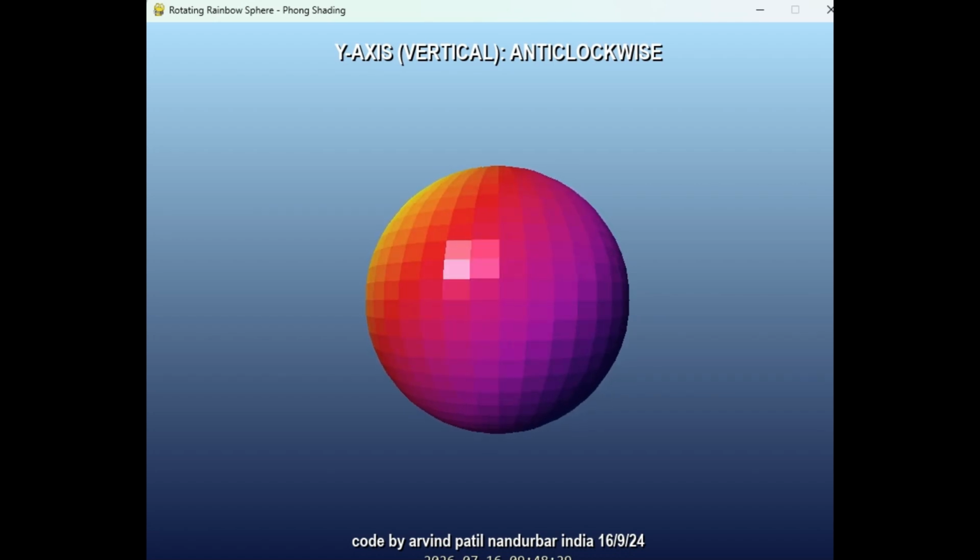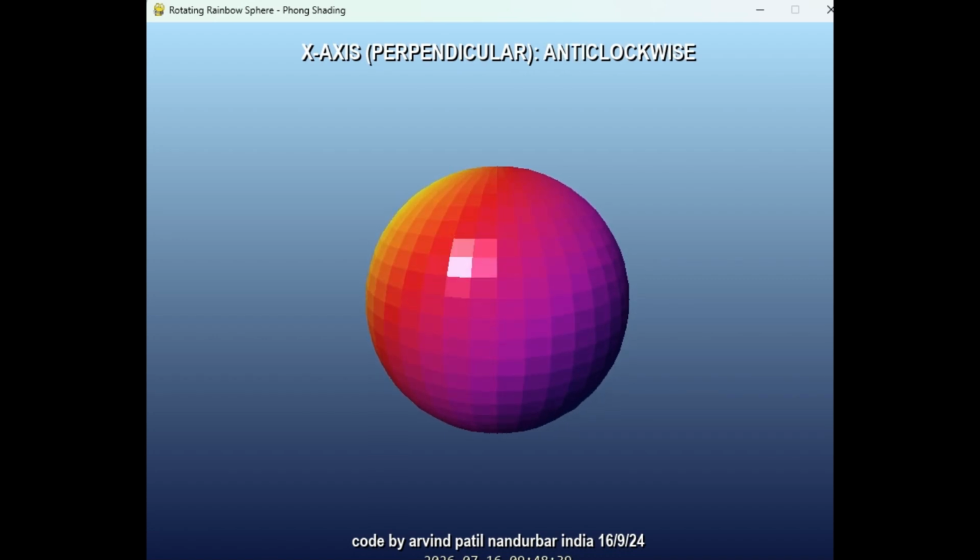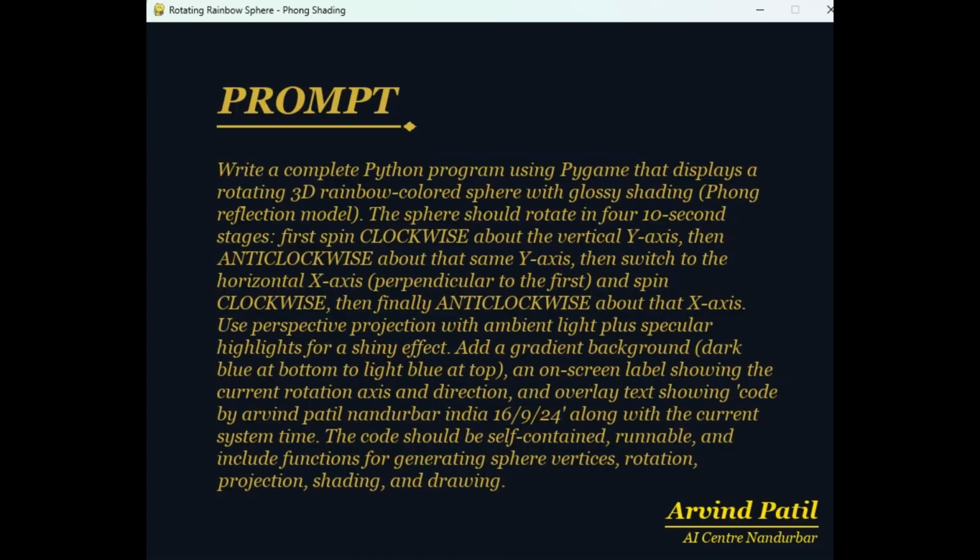Spinning like a clock's hands is called clockwise. The opposite way is anticlockwise. Our program spins the sphere in 4 10-second stages. First clockwise around the y-axis, then anticlockwise around the same y-axis, then clockwise around the perpendicular x-axis, and finally anticlockwise around the x-axis. A label on screen always shows which axis and direction is active.